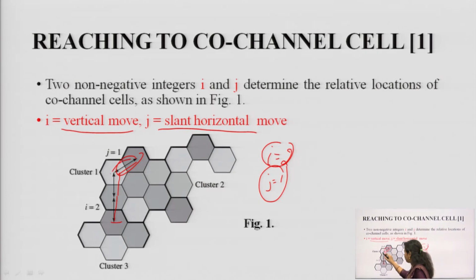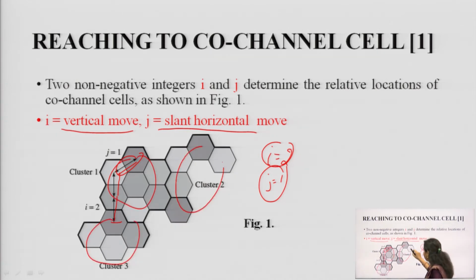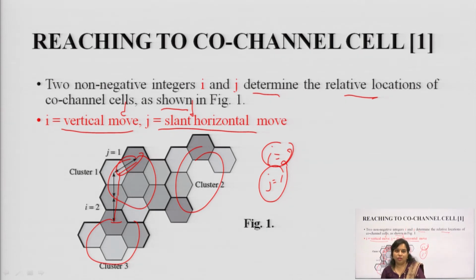Which means it is 7 cells, this one is 7 cells, and this also constitutes 7 cells. So, these are the basic clusters. Two non-negative integers, i and j, determine the relative location of co-channel cells. This is vertically we have to move, this is a slant horizontal move. So, this is i is equal to 1 and j is equal to 2. That is the use of reaching the co-channel cell.